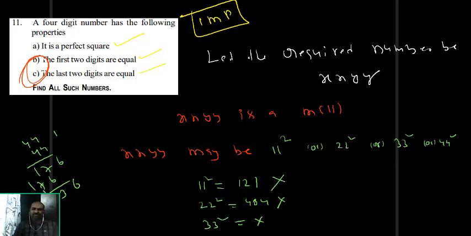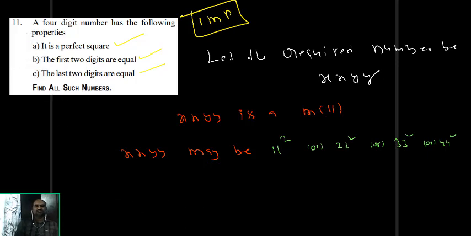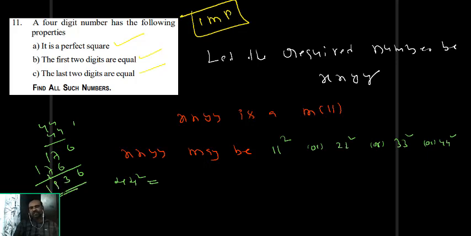No, somewhere I made a mistake. Okay, next we need to check for 44. Students listen, 44 squared. 44 times 44 is 1936. Okay, this is a multiple of 11 only, and a perfect square only, but it is not in the form of xxyy. That's why 1936 is also not a required number.